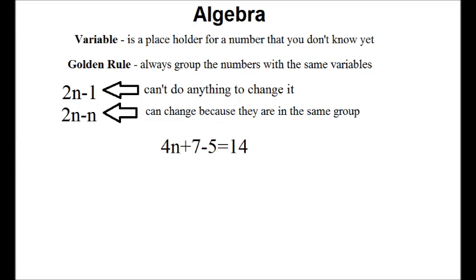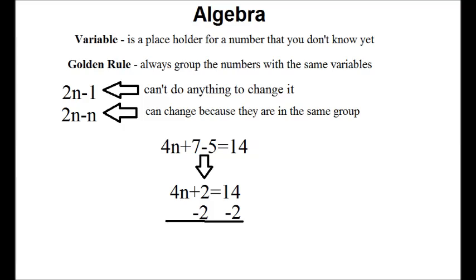If I gave you 4n plus 7 minus 5 equals 14, you can find the meaning of n. When you do something like this, you do everything you can, so 7 minus 5 would equal 2. Then look at the problem: 4n plus 2 equals 14.